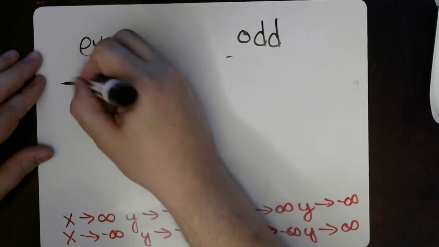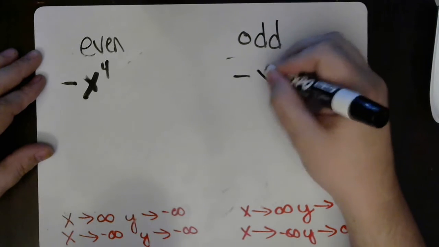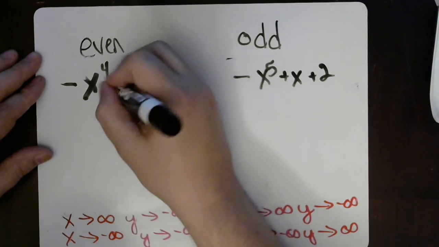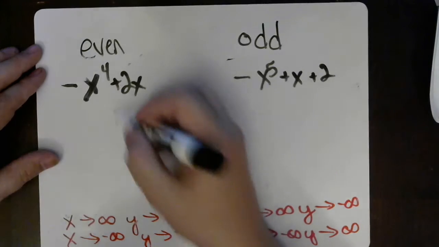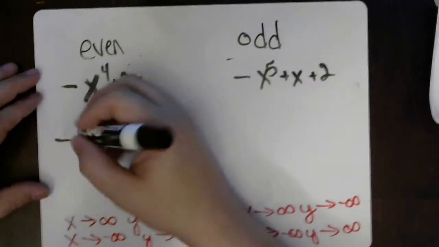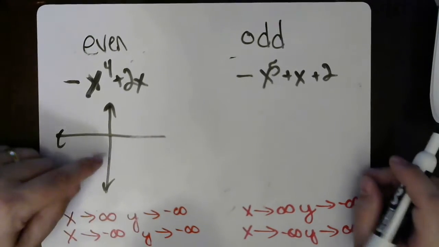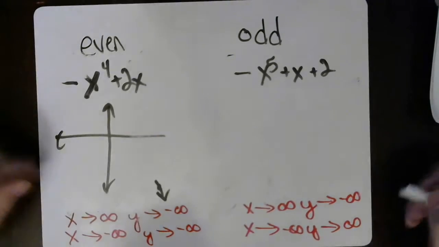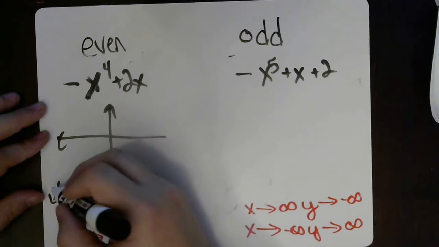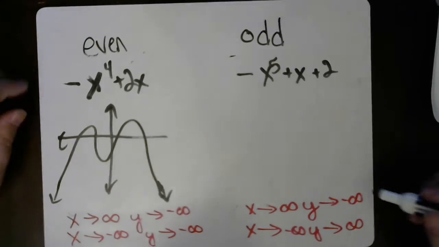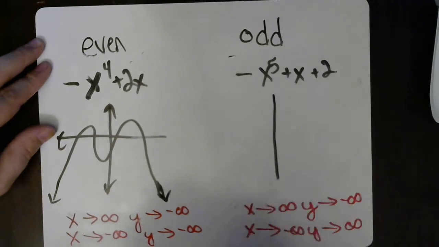Let's look at negative x to the 4th, and we're going to look at negative x to the 5th plus x plus 2, and let's just make this 2x. Well, in this example, we know as x goes to infinity that y is going to go down. So it's going to end somewhere down here. In this case, it's the same thing. It's going to end somewhere down here. And our graph is going to look something like that. Again, it's just a sketch, not really knowing what it's going to look like, except for our end behaviors.